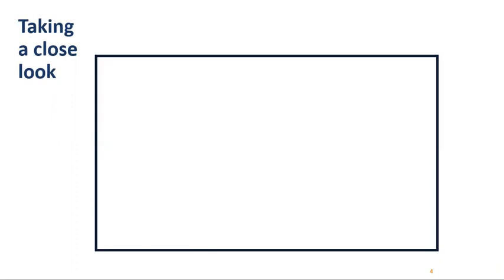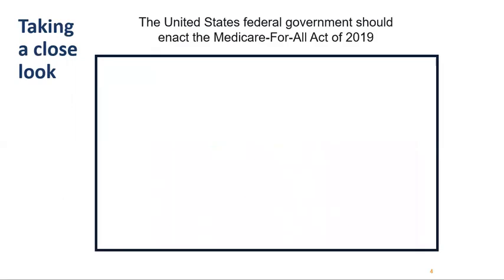Let's take a close look at what a flow might look like. Don't worry about the details of the arguments, and be assured that flowing will get easier as you get more practice and develop your own style. Let's say that the resolution is: Resolved, the United States federal government should enact the Medicare for All Act of 2019.